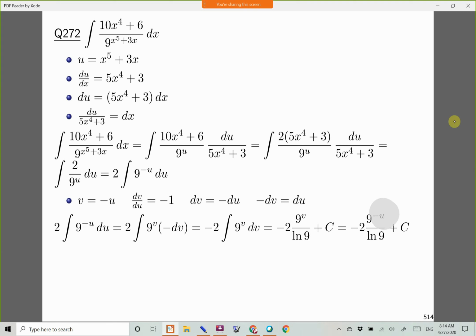But the original question didn't have u's either. The original question had x's. So we'll also replace the u with x to the 5th plus 3x, and that replacement really has to be in parentheses. Either that or distribute the minus sign. So there's the negative u, there's 9 to the, copy the minus sign, and then the u got replaced with what's in parentheses there, x to the 5th plus 3x. This is still all over ln of 9, and the plus c is copied.